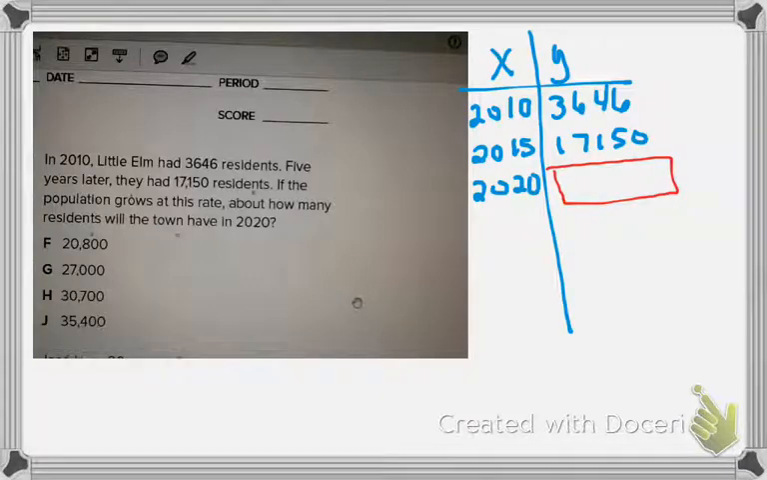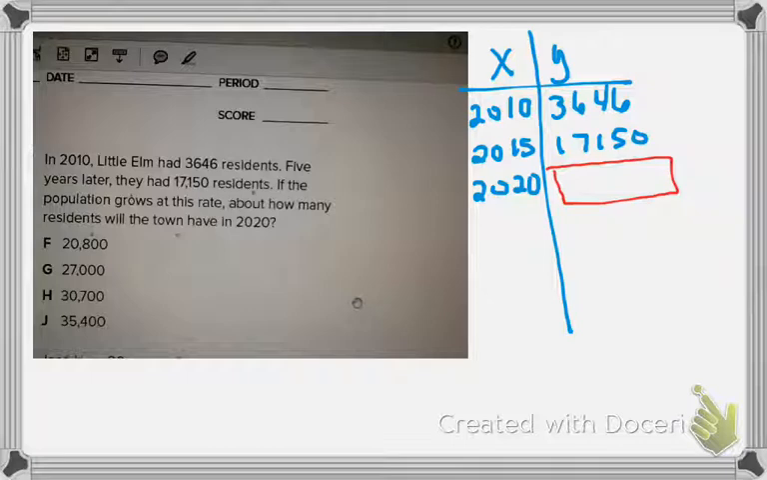Okay, so I went ahead and created the table. I'll pause the video so I can just create the table real quick. And so it said in 2010, Little M had 3,646. So I put the x values for the years and for the population in y. And so in 5 more years, which is 2015, it's 17,150. And again in 2020, they want to know what it is.